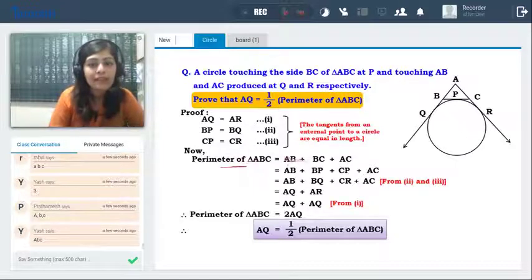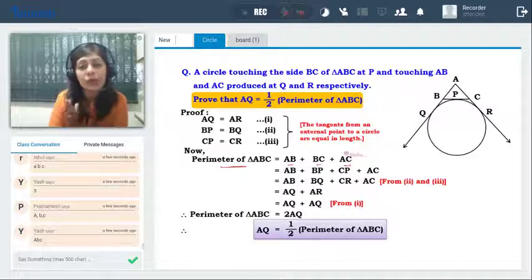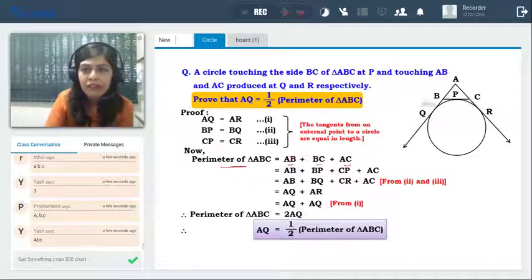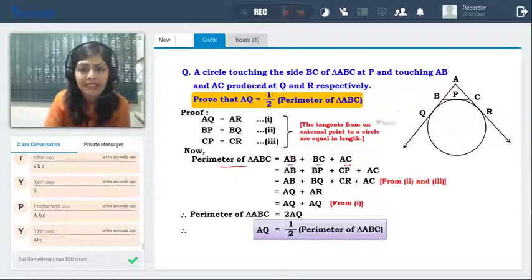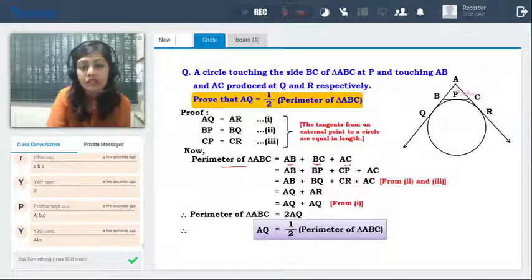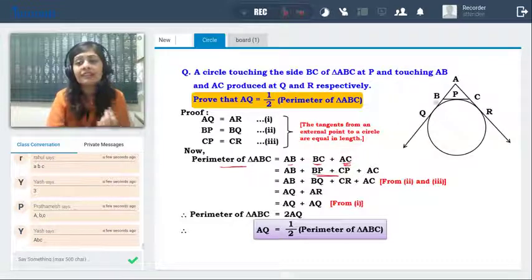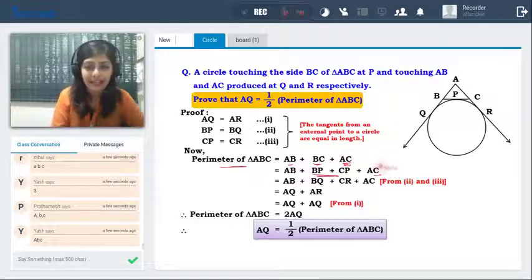So I already showed you all perimeter is AB plus BC plus AC. Now let's quickly look at what we can do with this. Side AB, we can keep it as it is, but look at BC. Isn't BC divided into two parts? Yes, BC is BP plus PC. So I'm going to break BC and write BP plus PC. AC again is the third side of the triangle. We'll leave it as it is.